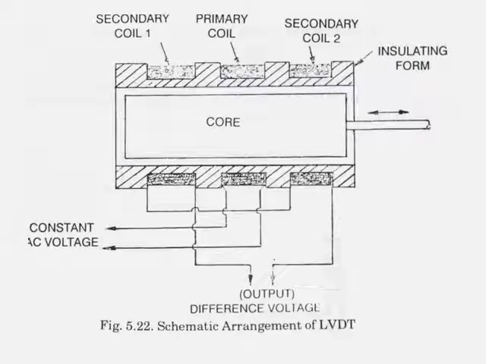This is the secondary coil, which is connected on either side of the primary coil. The core is connected to the plunger, which is connected to the measuring device. When displacement is given to the core, that causes a change in the mutual inductance of the primary coil with secondary coil 1 or the primary coil with secondary coil 2. Because of which the mutual inductance among these coils is going to change, and that is sensed and calibrated in terms of the displacement of the core.